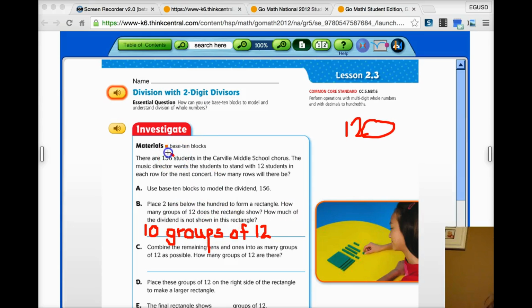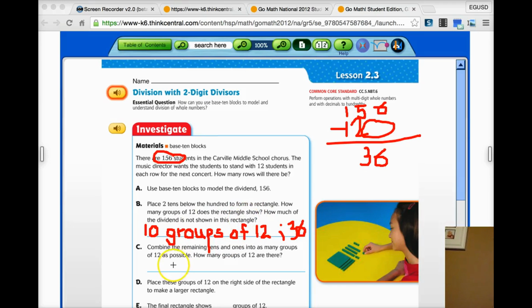So how much of the dividend is not shown? Well, if my dividend is 156, and I have 120, let me do that, 156 minus 120. 6 minus 0 is 6, 5 minus 2 is 3, okay, and 1 minus 1 is 0. So I have 36. I'm just going to put a little line here. I have 36 of the dividend that's not shown.